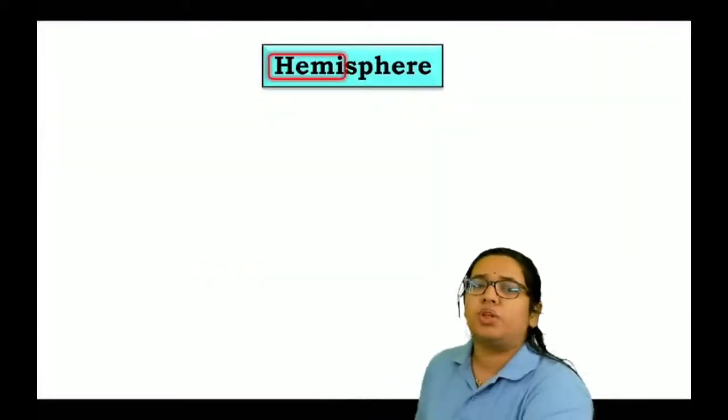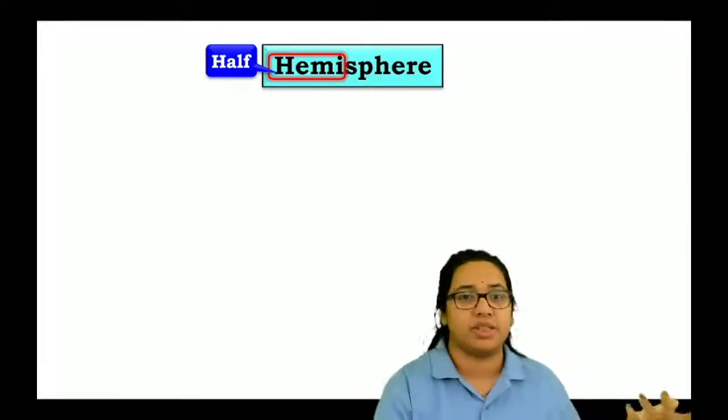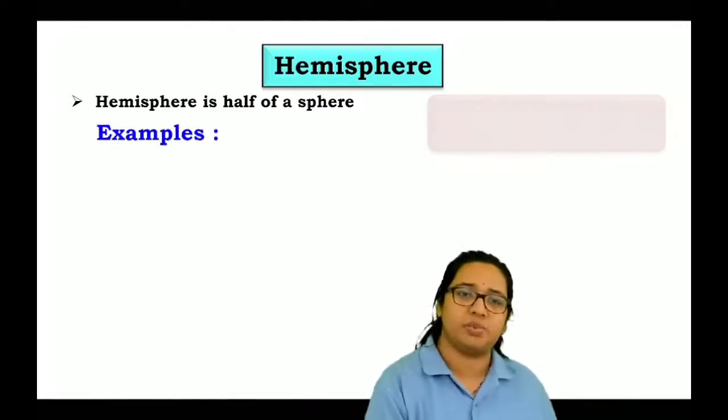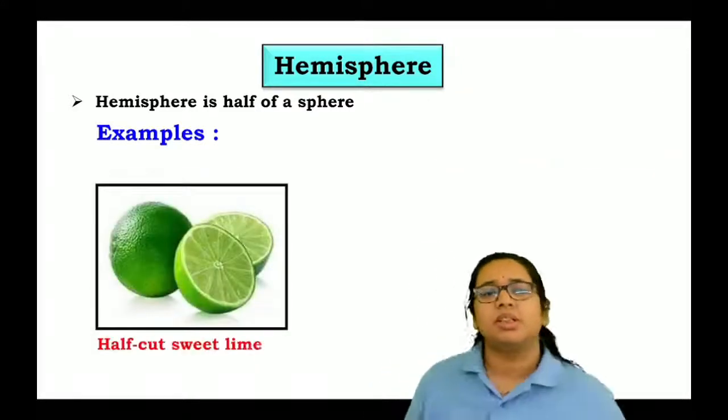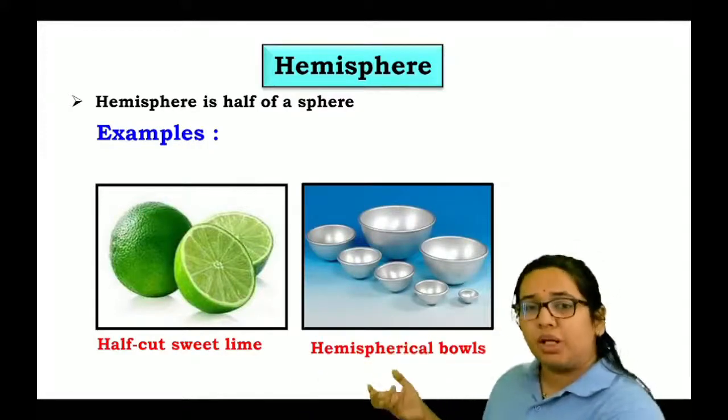Next part is what will be hemisphere. Hemi stands for half and sphere is nothing but a sphere. So hemisphere is nothing but half of the sphere. For example, a half-cut of the sphere, or hemispherical bowls.